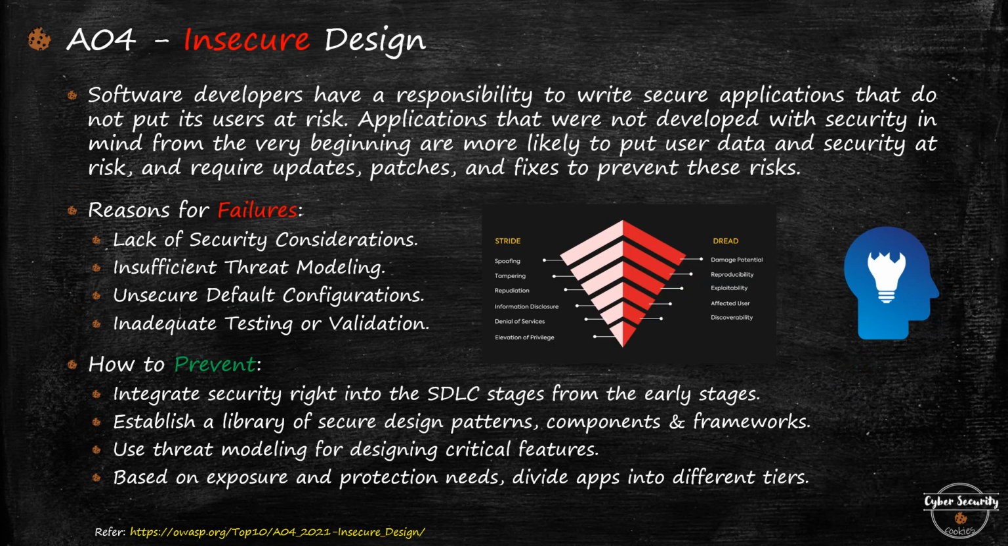Okay, so the next one is insecure design, which is a broad category representing different weaknesses expressed as missing or ineffective control design. Insecure design refers to a situation where a system, application, or product is created without proper consideration for security, leading to vulnerabilities and weaknesses that can be exploited by attackers. So, as a software developer, you have the responsibility to create a secure application so that the users are not at risk. So, they should have a mindset of secure by design.